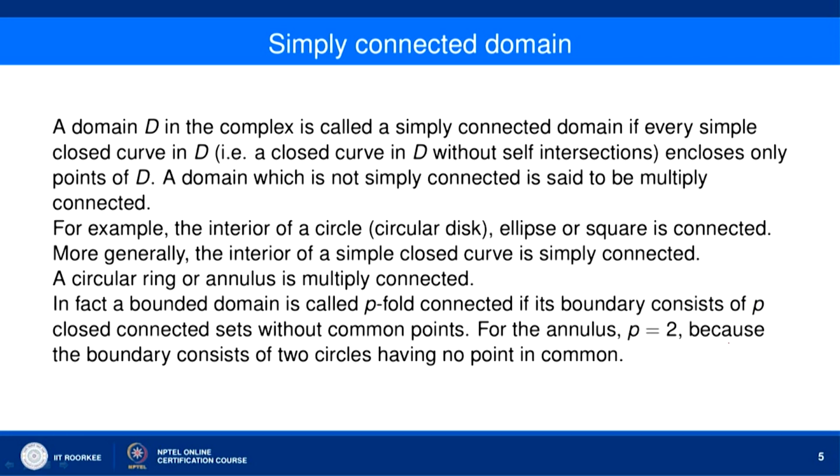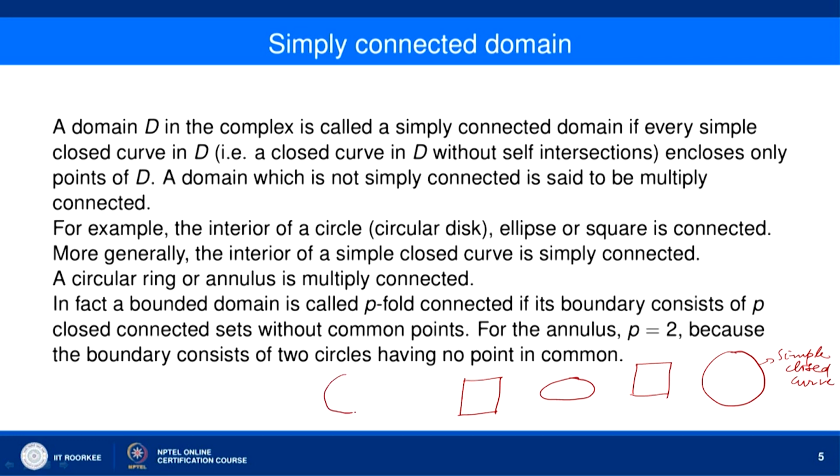For example, you can see the interior of a circle. A circle is a closed curve and it does not intersect itself. So, it is a simple closed curve. If you take a rectangle, it is a closed curve which is a simple closed curve because it does not intersect itself. Let us take an ellipse. It is also a simple closed curve. They are all simple closed curves, or you can take a square. The interior of a simple closed curve is a simply connected domain.